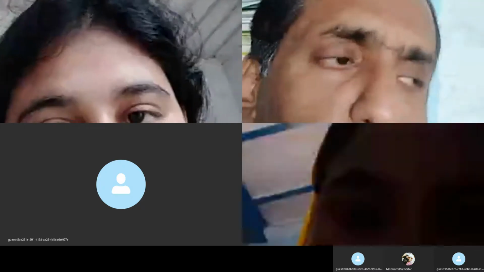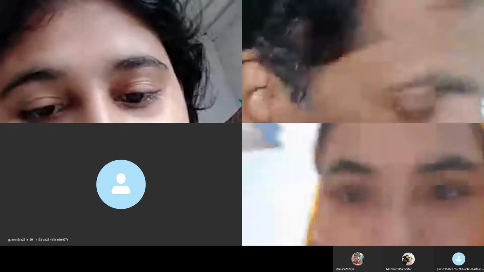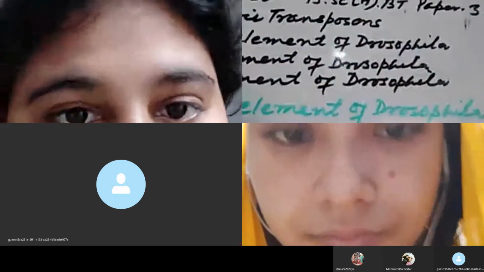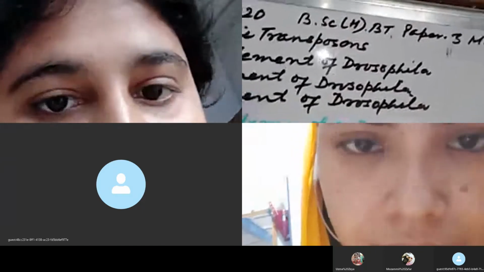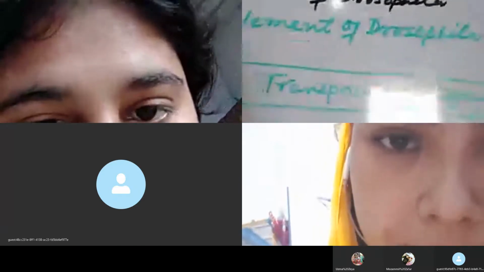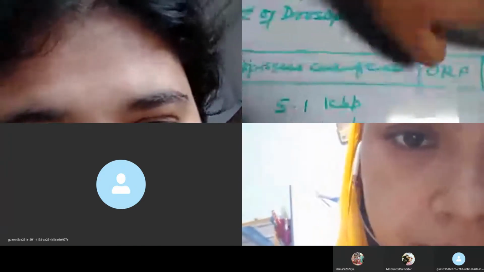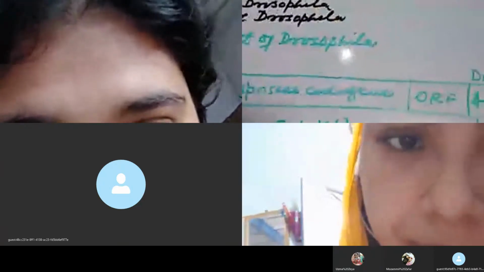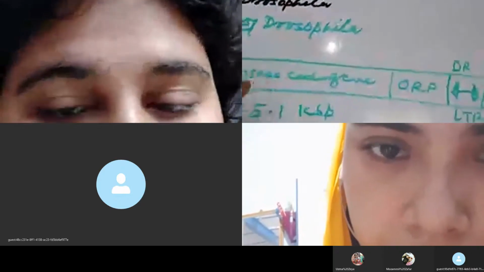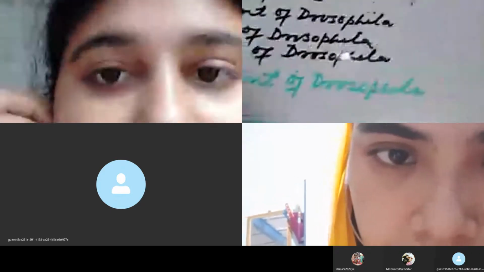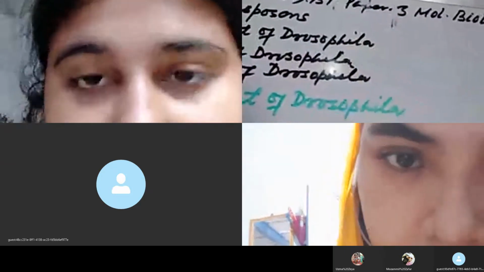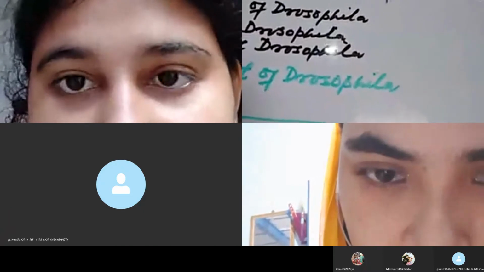Now look at the whiteboard and let us try to understand this Copia element. This is the diagram, and I have already shared this diagram in the group. This is the Copia element of Drosophila, a segment of DNA having this Copia element, which is a transposon. The Copia element of Drosophila is the best example of a retrotransposon or retroposon, and this is a very unique transposon found in Drosophila.